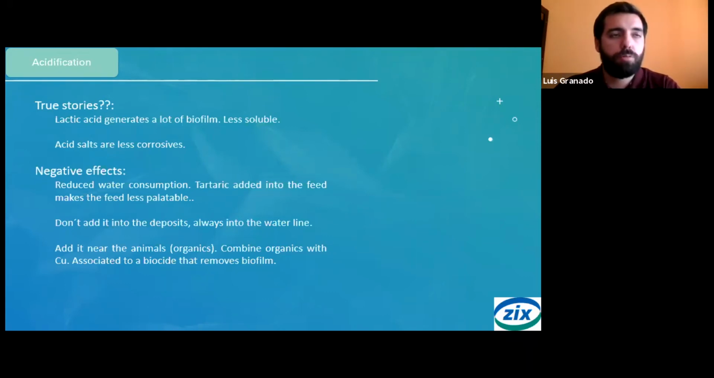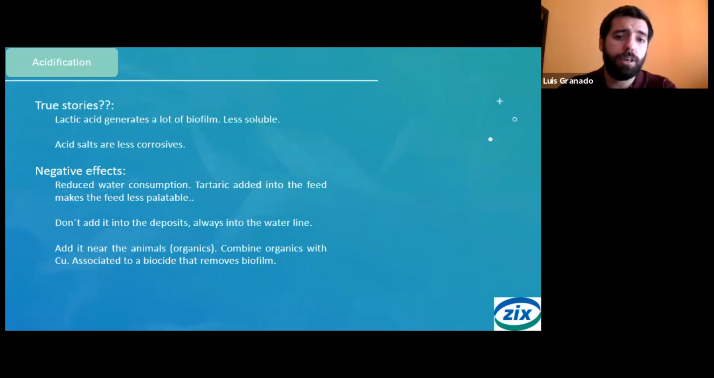Some things that we hear, for example, that lactic acid generates a lot of biofilm. It is not exactly like that. It doesn't provide more nutrition than other organic acids. It is simply that lactic acid is a bit less soluble than other acids, and because of that, it can make the pipes dirtier, right? Because it's less soluble. At the end, all that dirt will generate more biofilm, and we will have more biofilm related issues, especially with nutritional substances.